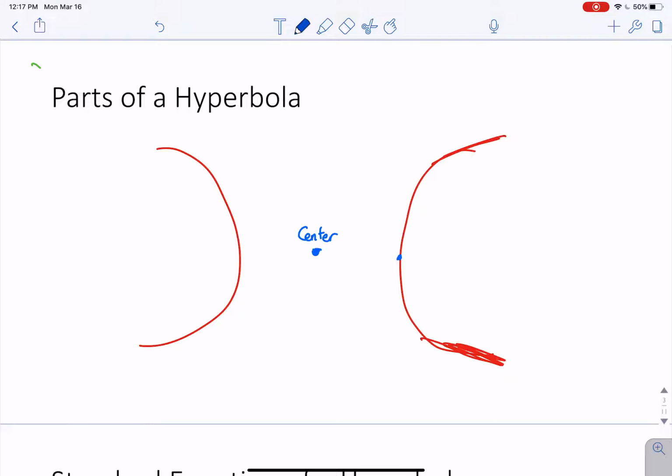And then on the edges of these two curves, those are the vertices of the hyperbola. So each curve, they kind of look like parabolas. They're not exactly parabolas, but those curves that look like parabolas, they have vertices just like a parabola has vertices. There's a line that you can draw through the center that connects the two vertices. That's called the transverse axis.